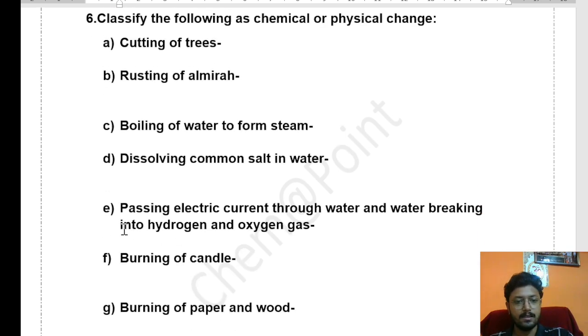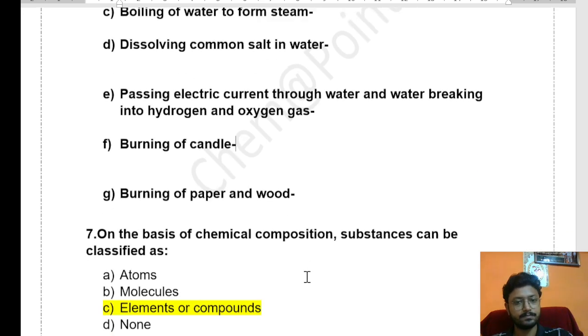Then E, passing electric current through water and water breaking into hydrogen and oxygen gas. It is a chemical change. Okay. Burning of candle is both a physical and chemical change. Okay. Burning of paper and wood is a chemical change. Got my point?